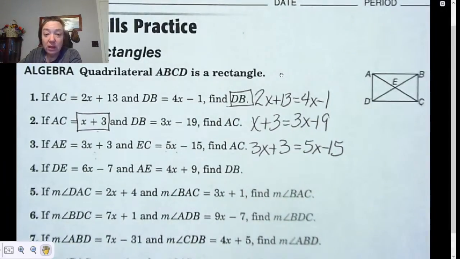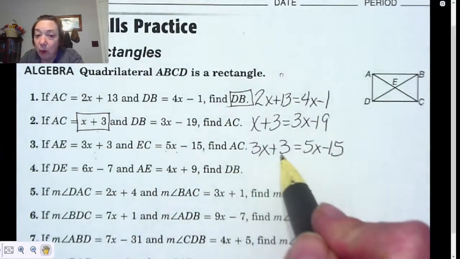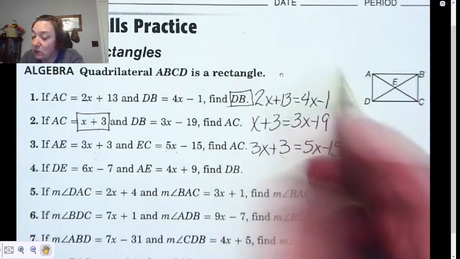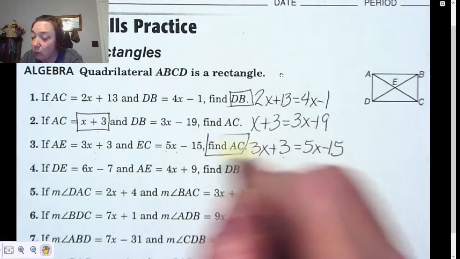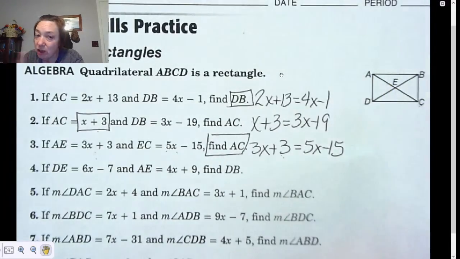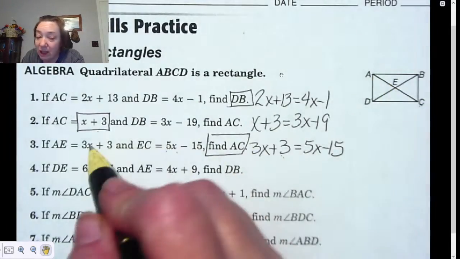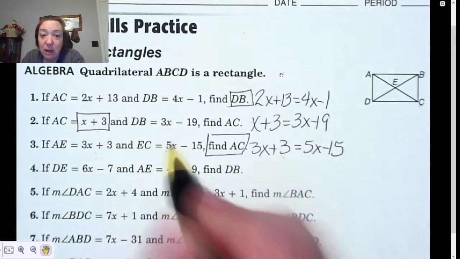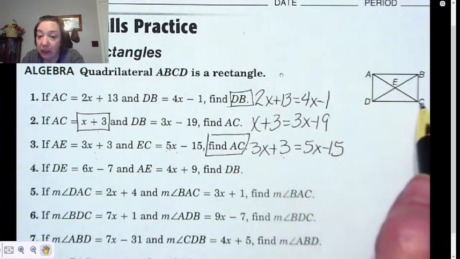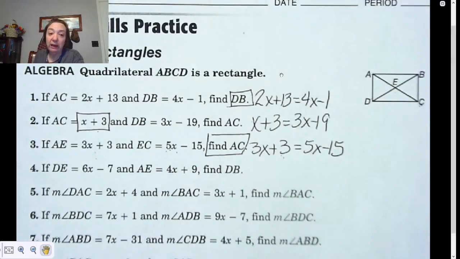Solve. Okay, this one's going to be a little trickier. We're going to solve for x. We're going to find the value for x. Then once we find the value for x, pay attention to what they're asking for. So they asked for AC. AC is the whole thing, not just a piece of it. So you'll plug it back into one of these equations, but then you got to double it because it's asking for the whole diagonal, not just part of the diagonal.